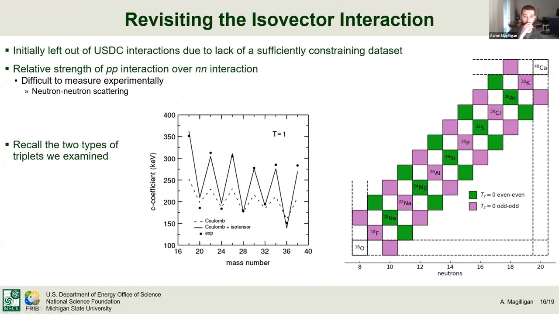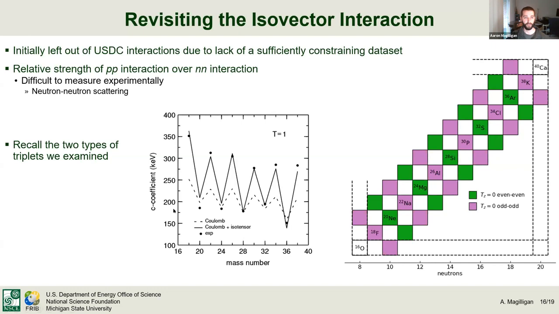I think the last thing I'm going to talk about now is revisiting the isovector interaction. So we have an isotensor strength interaction in our USDC, but we don't have an isovector, and that was because there wasn't a sufficient constraining data set. But we want to revisit that now. So we're going to model this as the relative strength of the proton-proton interaction over the neutron-neutron interaction, which is difficult to measure experimentally because you need neutron-neutron scattering, which is difficult.